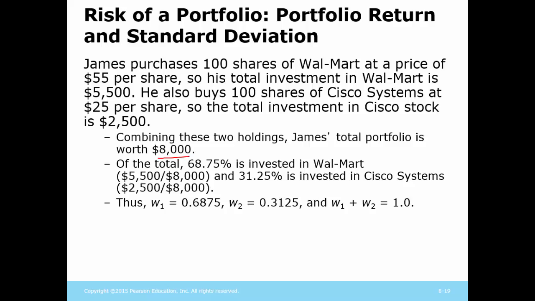And 31.25% is what's invested in Cisco. And if you add those two together, 68.75 plus 31.25, that adds up to 1.0. So all of our money is accounted for and all of our money is invested.